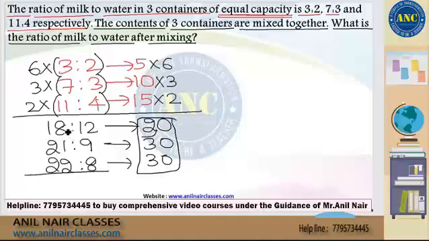The resultant is 18 plus 21 plus 22. It is nothing but 61. 12 plus 8 is 20 plus 9 is 29. Answer is 61:29. 2 containers is what we have solved in the previous few questions. Now I am taking it for 3 containers. It really does not make any difference.